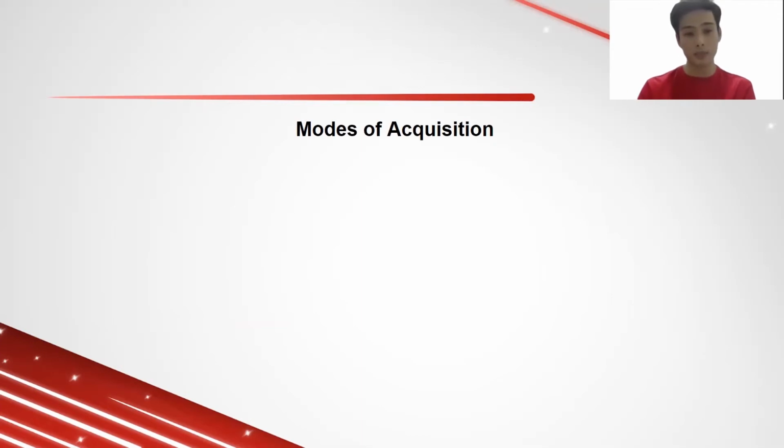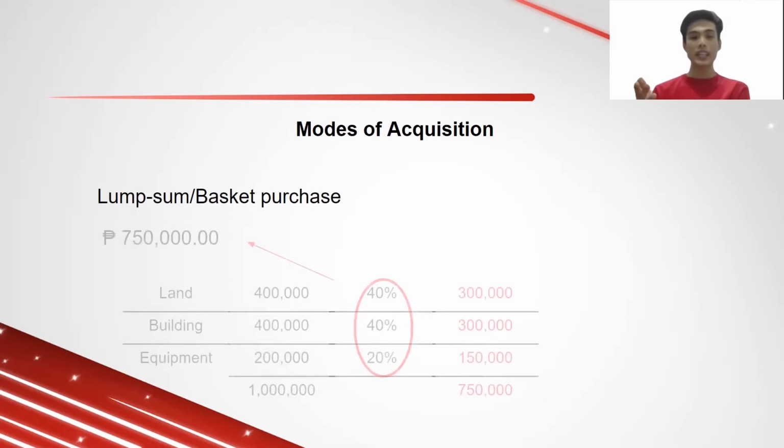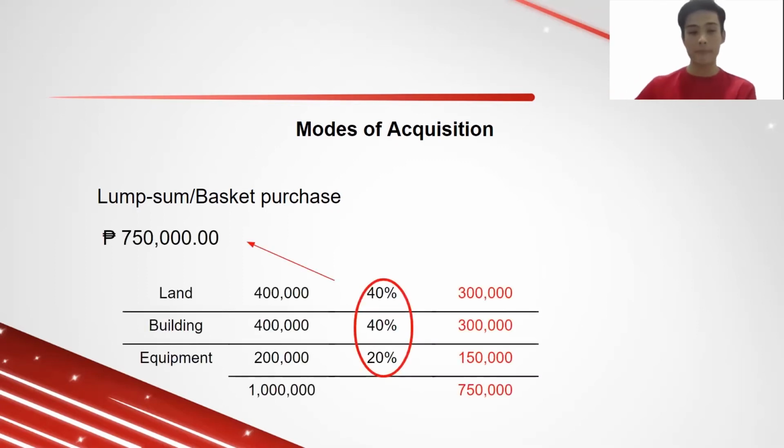For example, with lump sum or basket purchase. This mode of acquisition is when an entity purchases multiple plant assets for one purchase price, and you would encounter a problem if you try to measure its cost in a straightforward manner. Let me show you with an example. Say with 750,000 pesos, an entity managed to acquire land, building, and equipment. As you can see, it's difficult to find the specific cost of land with the lump price of 750,000 because it shares that purchase price with two other plant assets. Now, how do you get their cost?